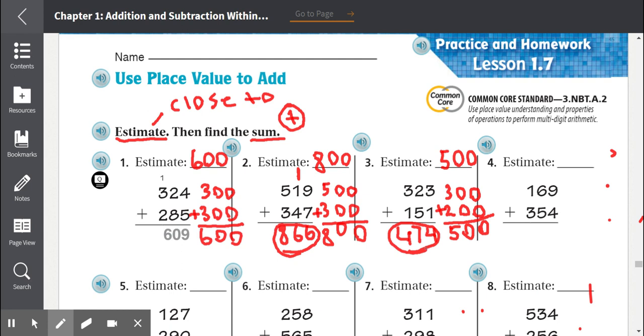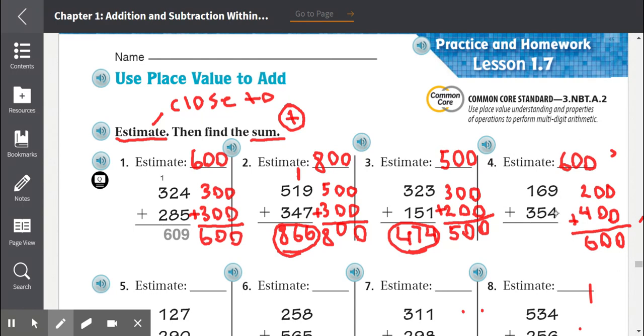Number 4, we estimate first. 169 is between 100 and 200, but it is closer to 200. 354 is between 300 and 400, but it is closer to 400. Now we add them together. 0 plus 0 is 0. 0 plus 0 again is 0. 2 plus 4 is 6. So our estimate is 600. So when we add by place value, our answer should be close to 600.